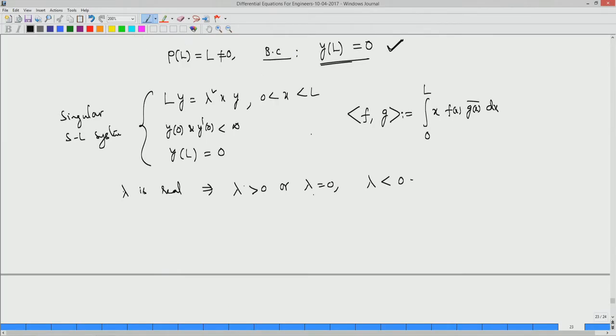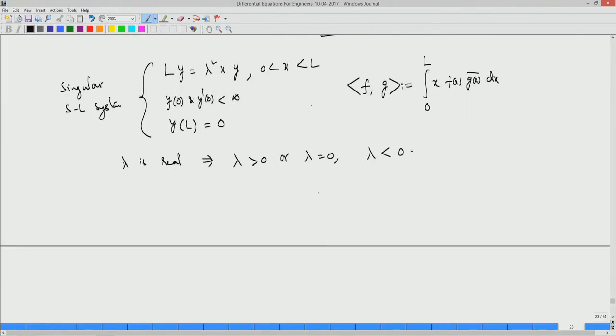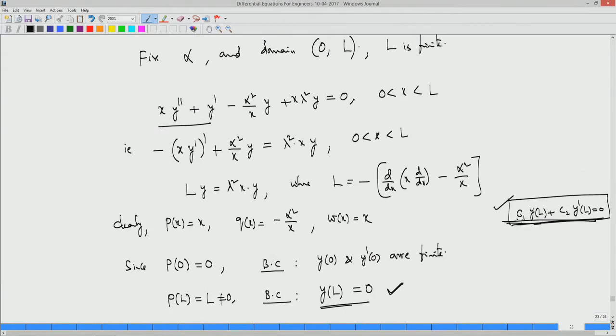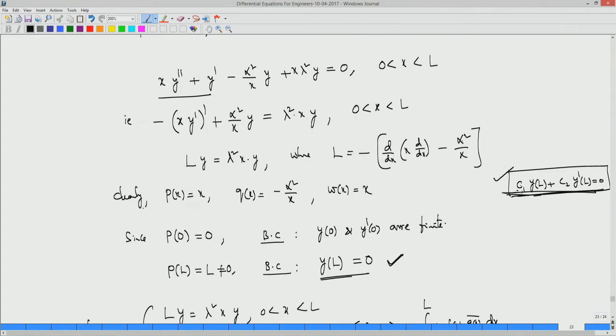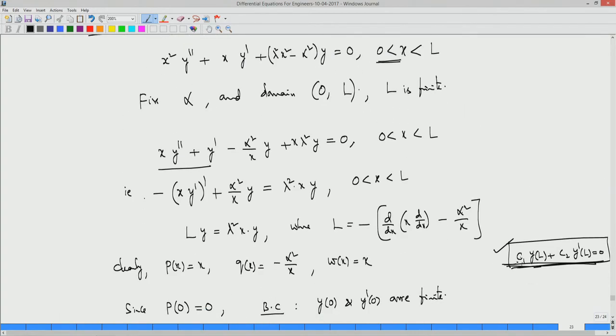What are the solutions we have? First of all, you consider any L, any lambda: Ly minus lambda square xy equal to 0. You consider the equation, what is this Ly minus lambda square xy? This is actually your equation itself. Both are the same.